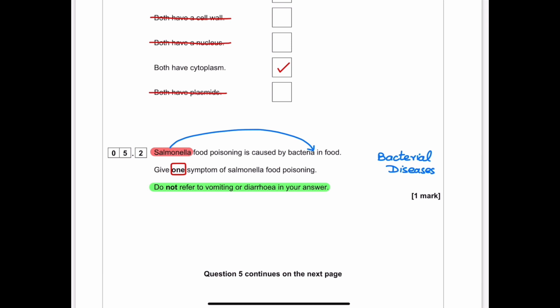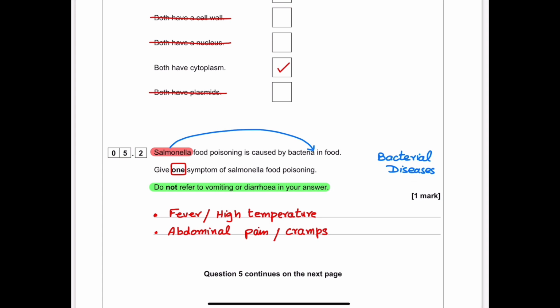The other symptoms of the food poisoning are stomach pain or abdominal pain or cramps, high fever or temperature. Let's see the model answer. High fever or temperature, abdominal pain or cramps.